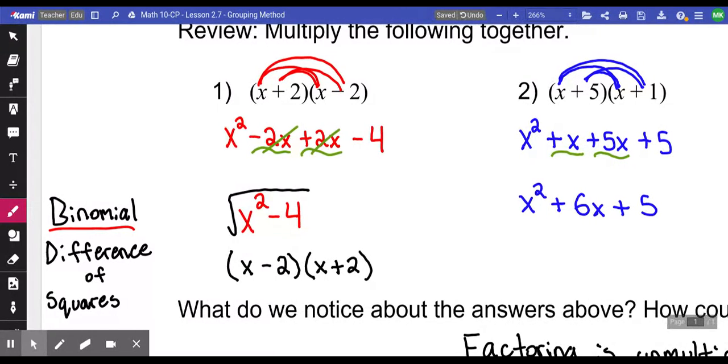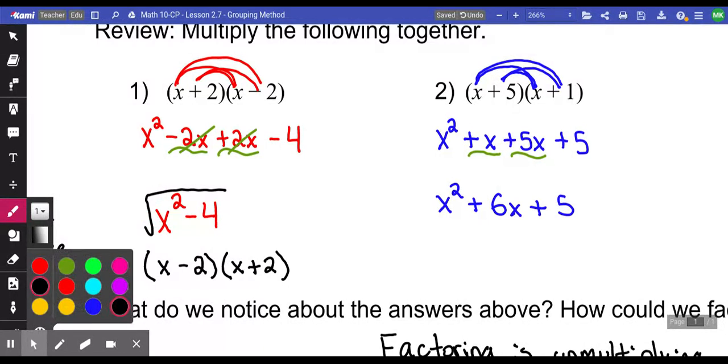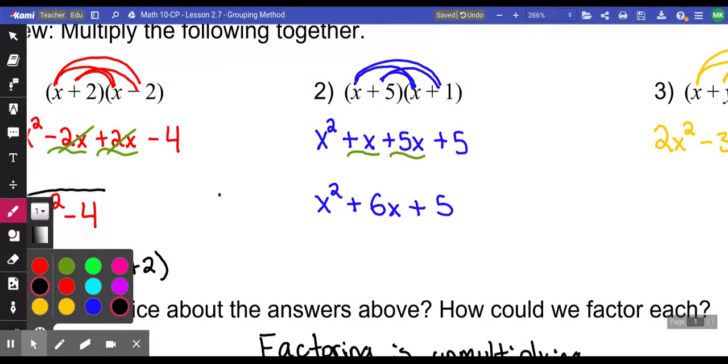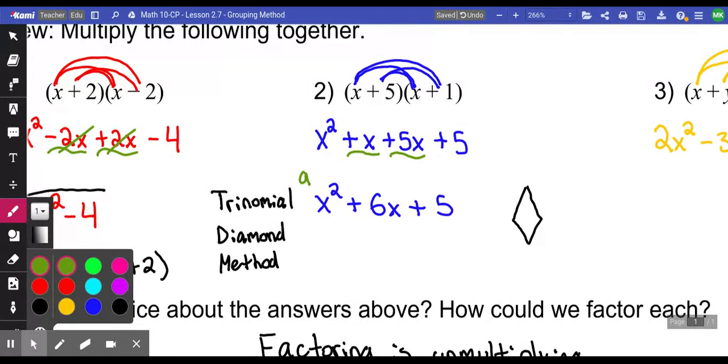Our middle one, if we look at this thing, is a trinomial. It is 3 terms. The way we factor trinomials is with our diamond method. The way our diamond method worked is we would take our a value, what's in front of your x squared, times our c value. Our c value is our last term, so a times c would be 5. We took our middle term, our b term, and put it on the bottom. And then we would find two numbers that multiplied to be the top and added to be the bottom. So two things that multiply to be 5 and add to be 6 would be 5 and 1.